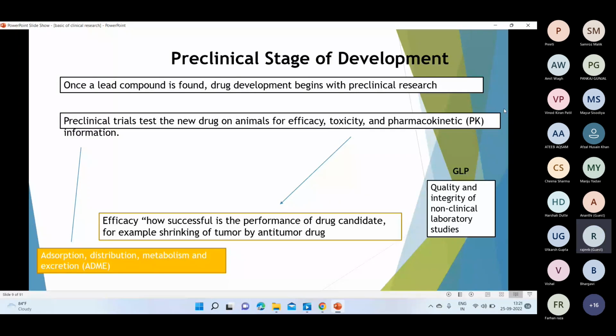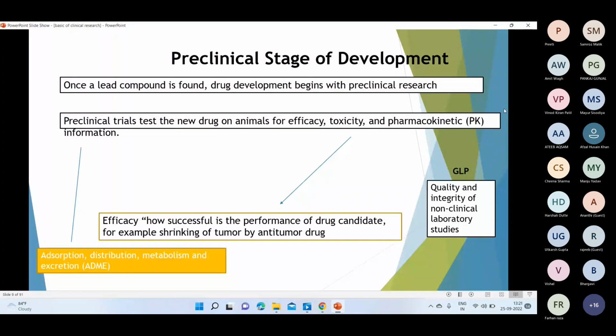Okay, so in the preclinical stage of development, we are going to run an experiment with a lead molecule in animal models. We will have rats, rabbits, and all, and we will check. What we will check? We will check the efficacy, toxicity, and pharmacokinetic information. Now the question comes: what is efficacy?